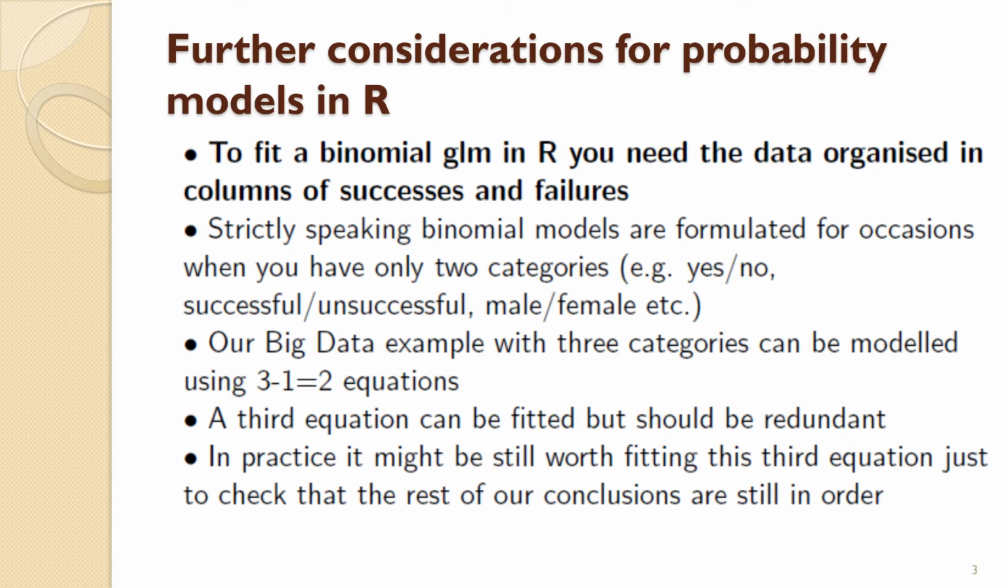So what you normally have is two categories and only one equation needed to describe that. Our big data example with three categories, high, low and medium, can be modelled using 3 minus 1, which equals 2 equations. And then what you can do here is fit the third equation, but it should be redundant. This isn't worth doing mathematically, but it's still worth doing in practical terms, because what you should get is that this third equation is just redundant, and if you can verify this, this gives you a way of checking informally in practical terms that the rest of the conclusions are still in order and that you do actually understand the problem as well as you think you do.